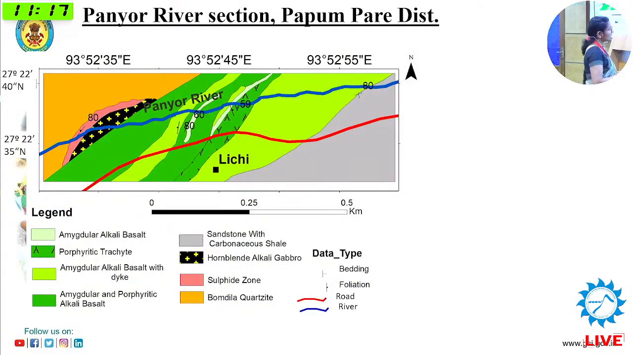This is the larger scale view. During fieldwork, because these are very glassy and fine-grained rocks, we classified these as amygdaloidal alkali basalt, porphyritic trachyte, amygdaloidal alkali basalt dike, and amygdaloidal and porphyritic alkali basalts. This is the Lichi village, and this road goes to Kimin towards North Lakhimpur of Assam, and this is toward the Ziro Valley.